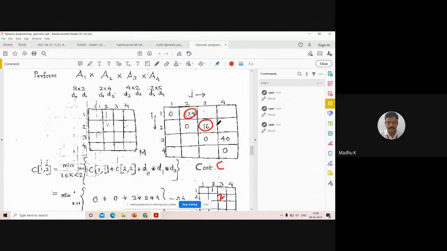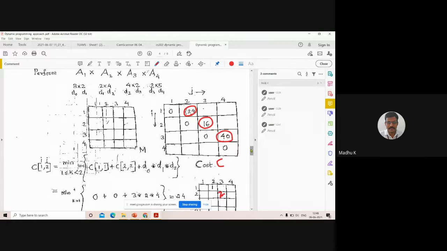Next, what will we do? We will not take this one, we will take this one. You can observe why we are taking this one: 2 minus 1 is 1, 3 minus 2 is 1, 4 minus 3 is 1. In that sequence, we will first process all entries with the difference 1. Then we'll go to the next, and so on. Then we will get the solution quickly.